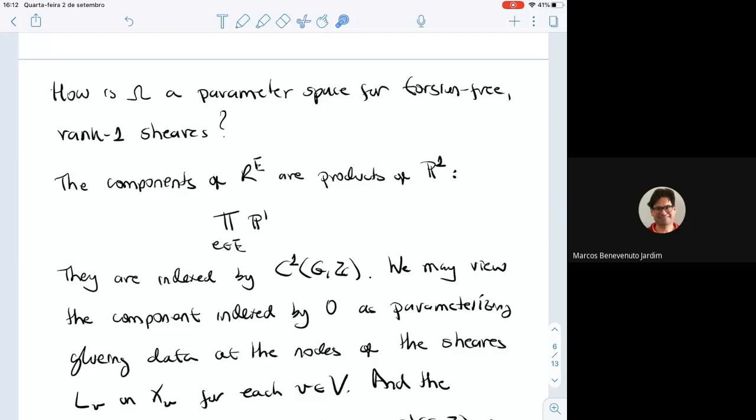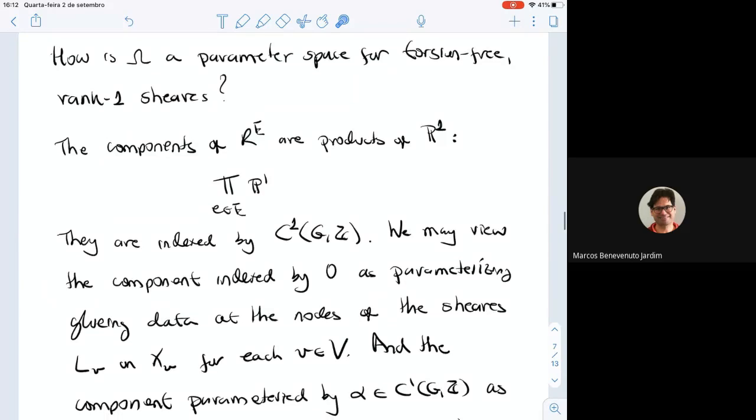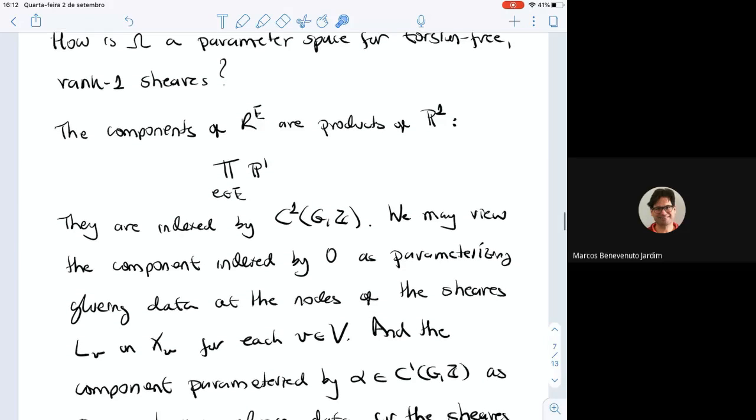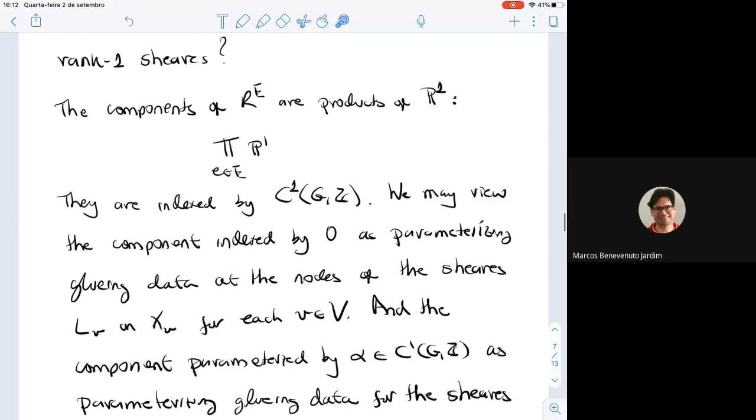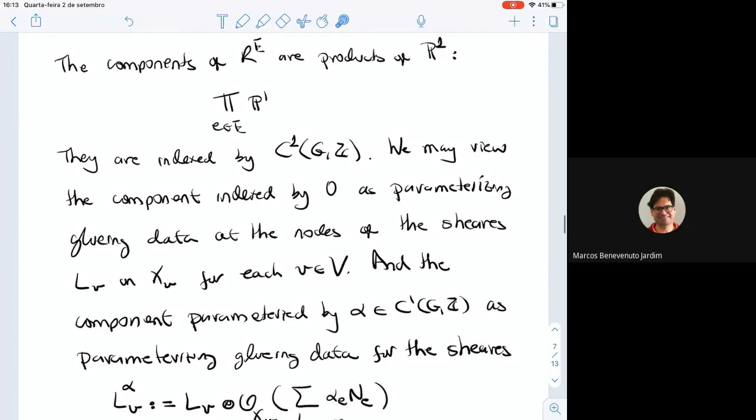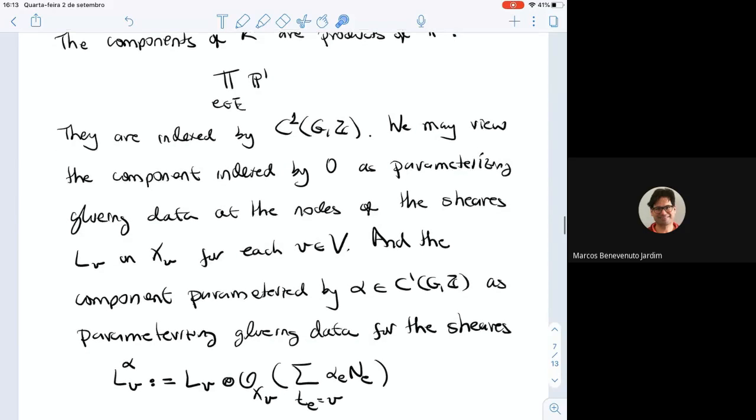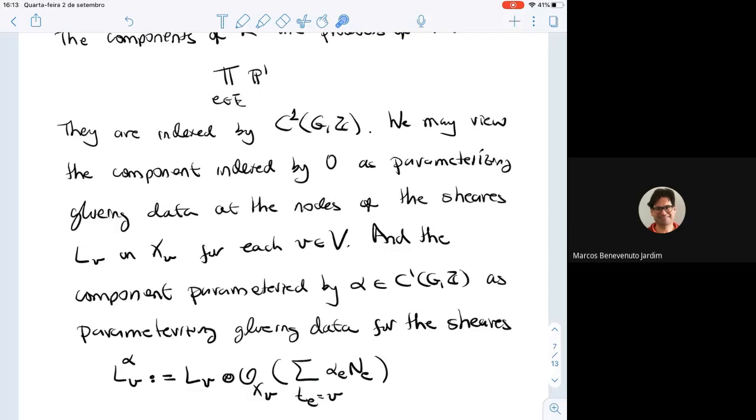So that's what I do over that component. And what do I do over the other components? Well, the component parameterized by alpha, I see it as parameterizing gluing data not for the sheaves LV, but sheaves obtained by modifying the LV using the nodes. So that's what I do.